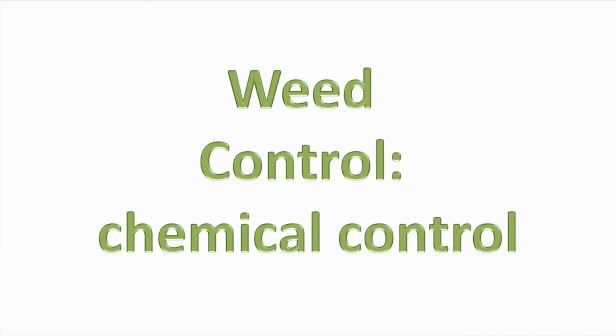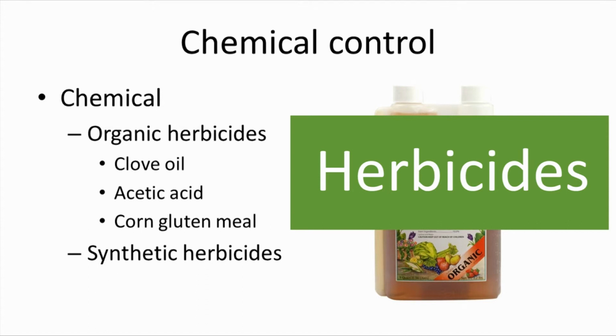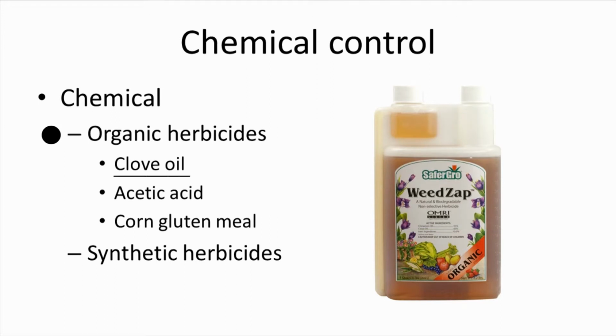The last type of management we'll discuss are the chemical options. The type of pesticide you use to control weeds are all called herbicides. Most people typically think of synthetic chemicals when they think of herbicides, but there are organic options as well, like clove oil, acetic acid, or corn gluten.